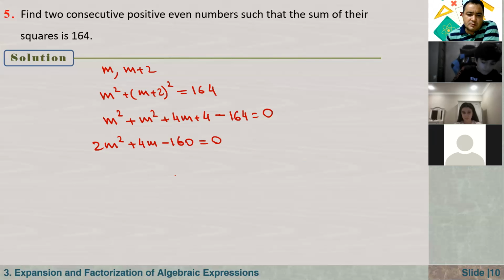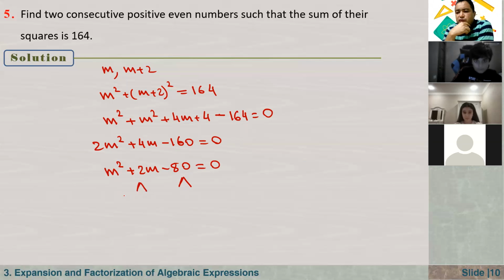Now all numbers are divisible by 2. We can simplify this further. Divide both sides of the equation by 2. So here we have m squared plus 2m minus 80 is equal to 0. Aya Nagizada, again here the coefficient of m squared is 1. So can you tell me two numbers whose product is negative 80 and sum of these numbers is positive 2? What are those numbers?